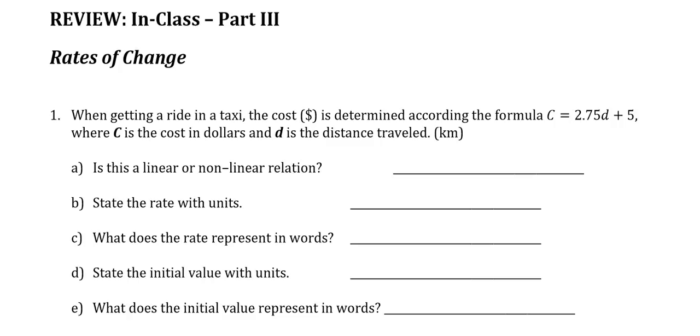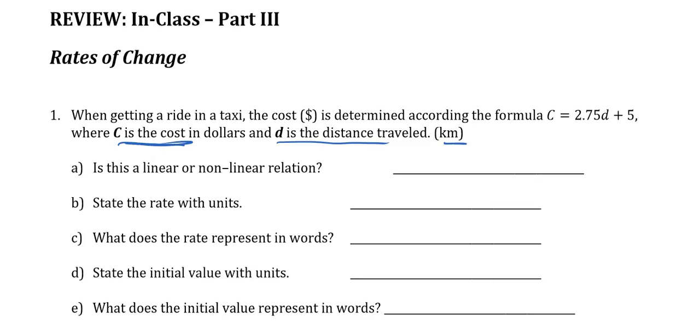Okay, first question is about rates of change. When getting a ride in a taxi, the cost is determined according to this formula. C is the total cost in dollars, and D is the distance traveled in kilometers. So the bigger D gets, the bigger this whole thing gets, and the bigger your cost is going to be. That makes sense. The further you drive, the higher the cost.